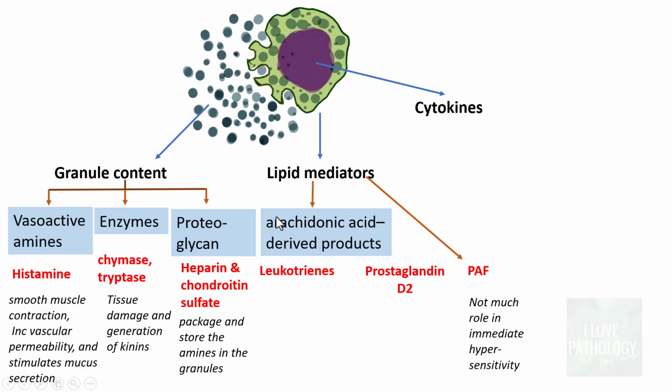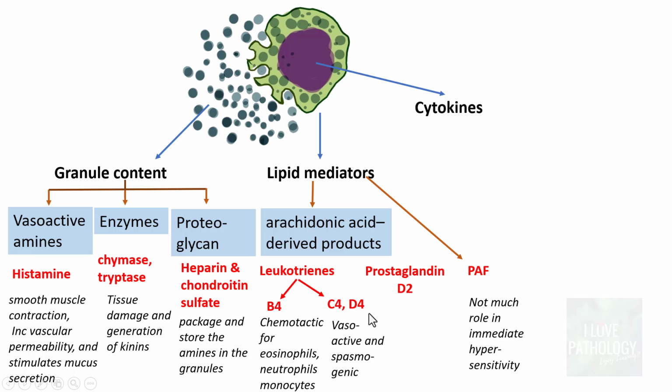Now, what about the arachidonic acid derived products? They can be leukotrienes and prostaglandin D2. Leukotrienes are B4, C4, and D4. B4 is chemotactic for eosinophils, neutrophils, and monocytes, whereas C4 and D4 are vasoactive and also spasmogenic. Prostaglandin D2 is the one which results in bronchospasm and also increases mucus secretion.